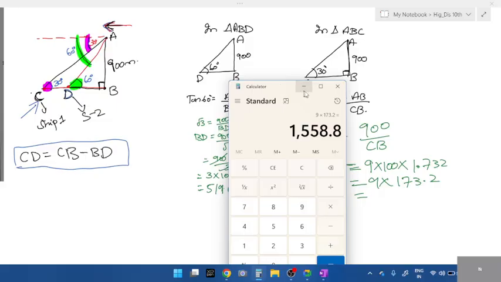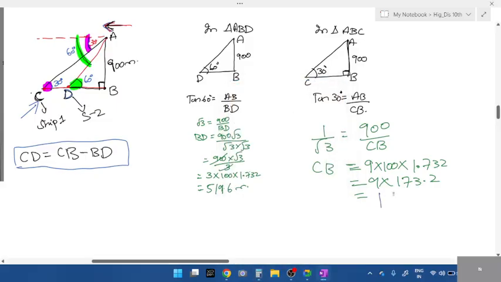Okay, 155.8. 155.8 is equal to CB. Now you can use this formula. The distance between two ships is C. C is equal to CB. CB value is 1558 point minus BD is 51.519 point.